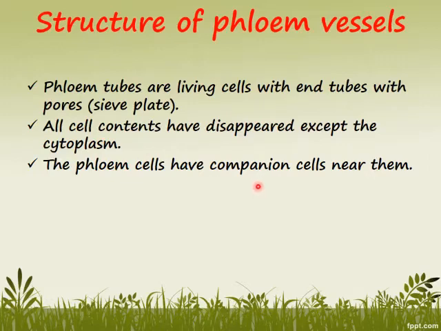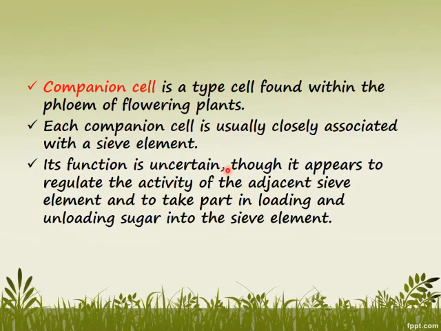So you should know that companion cells are specialized parenchyma cells in the phloem tissue of flowering plants, and they are nucleated living cells. They have several organelles like ribosomes, plastids, and mitochondria. Their nuclei and nucleoli are relatively large, which can be an indication that they are metabolically active.